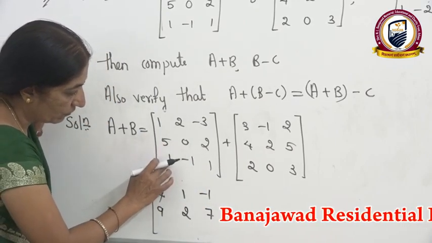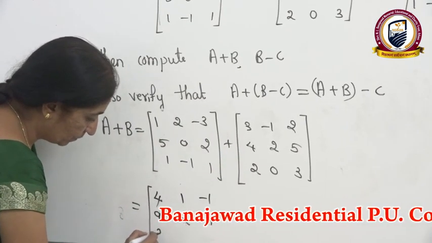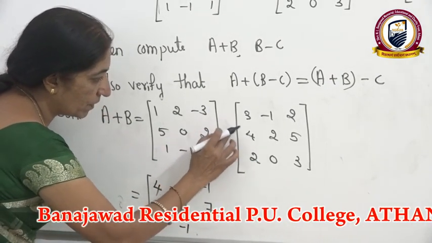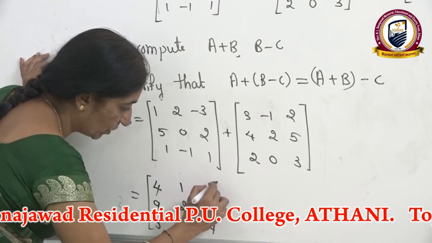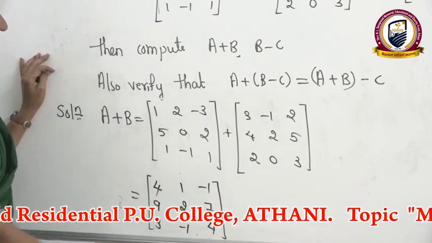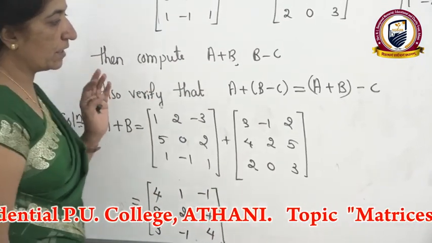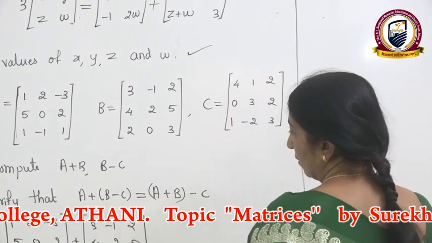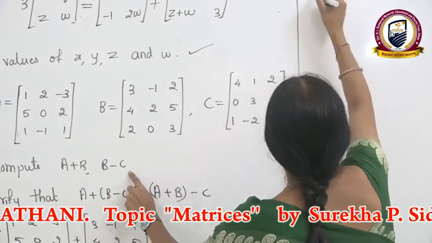Then what is the next one? 1 plus 2. Minus 1 plus 0. 1 plus 3. So what is this? This is nothing but A plus B. Then in the next step, what are you writing? We are going for B minus C.